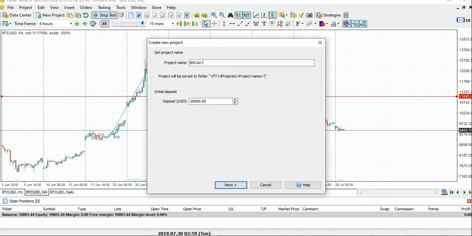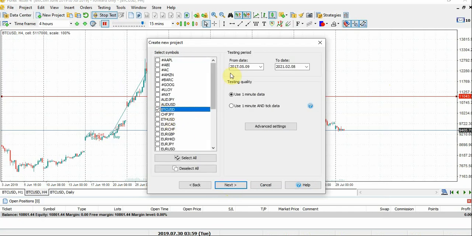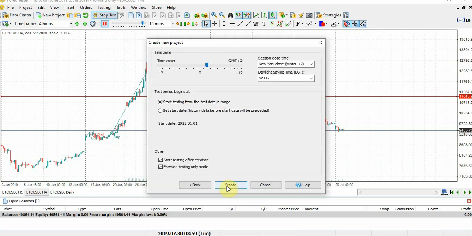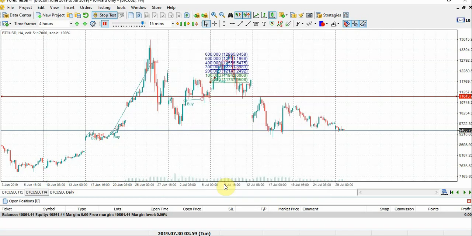Bitcoin. January 2021 to now. Bitcoin. January 2021. Forward testing, create.